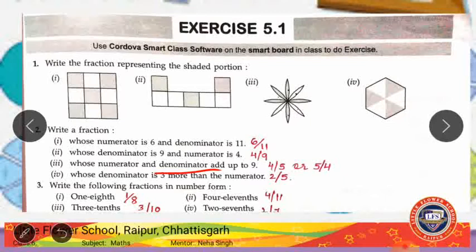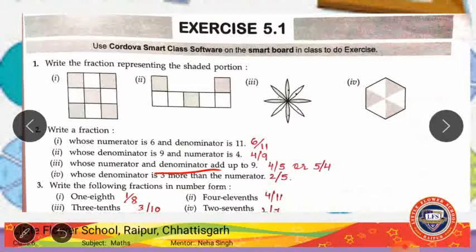Next, whose numerator and denominator add up to 9, means when we are adding the numbers, what we should get? The number 9. So 9 can be split in many ways, 3 plus 6, 2 plus 7, whatever I have written here, 4 by 5 or 5 by 4, improper or proper. Whose denominator is 3 more than the numerator? If the numerator is 2, the denominator is 5, right? If the numerator is 5, denominator will be 5 plus 3, that is 8, right? So like this you can write any of the numbers.